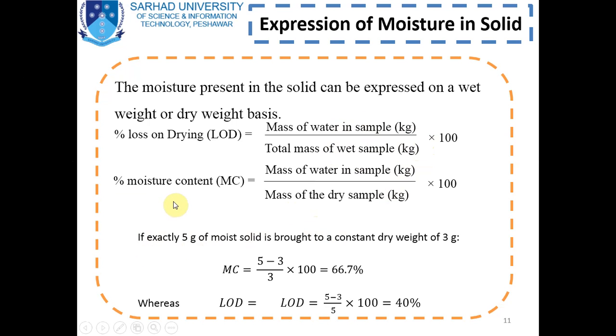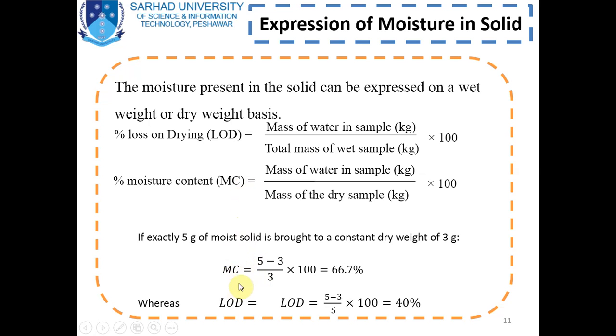Now we will consider an example. We have taken 5 gram of moist solid, which is brought to a constant dry weight of 3 gram. The initial weight of the moist solid was exactly 5 gram, and we have brought it to a constant dry weight of 3 gram. By putting these in the formula, you can see percent LOD on the top and percent moisture content at the bottom.